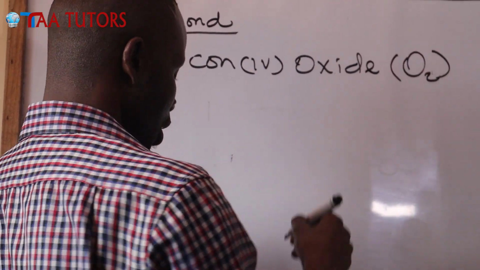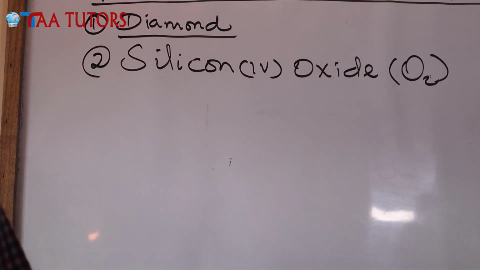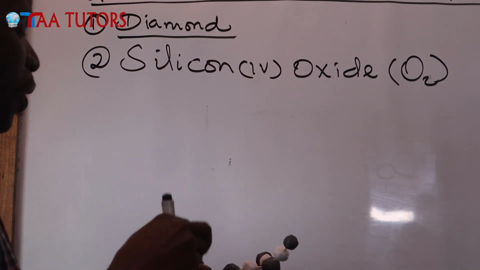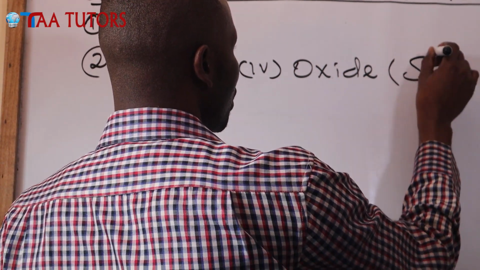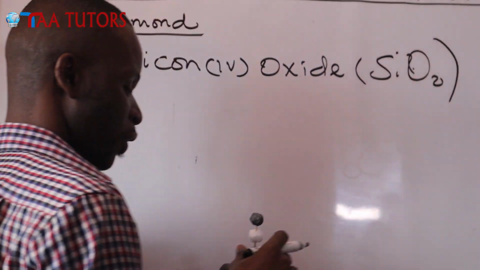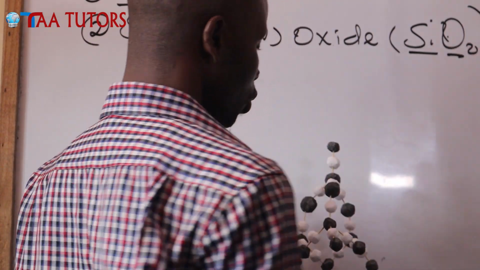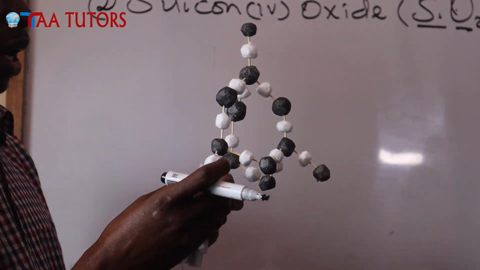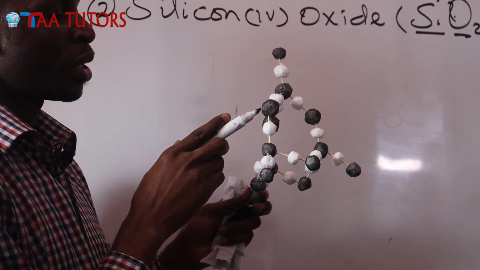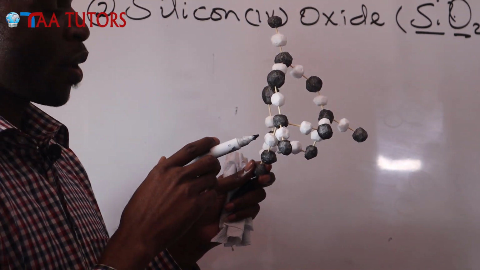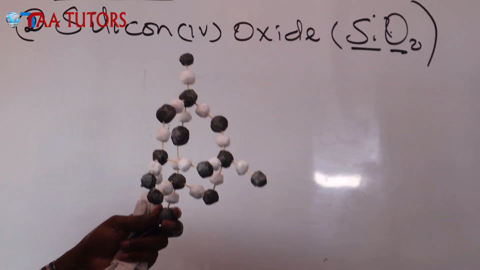Silicon 4 oxide. So silicon 4 oxide, we're able to do something here with it. This is our silicon 4 oxide. I wrote oxygen here, it should be SiO2. So this is our silicon 4 oxide, and because we are talking about silicon and oxygen atoms, we have painted some of these atoms black to indicate that the black ones represent the silicon atoms, and the white pieces of polystyrene represent the oxygen atoms.